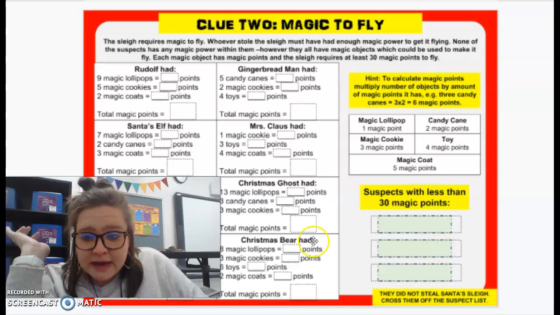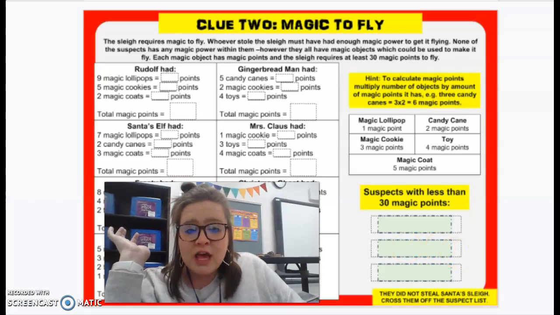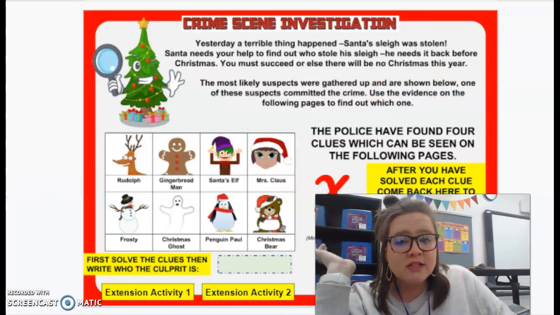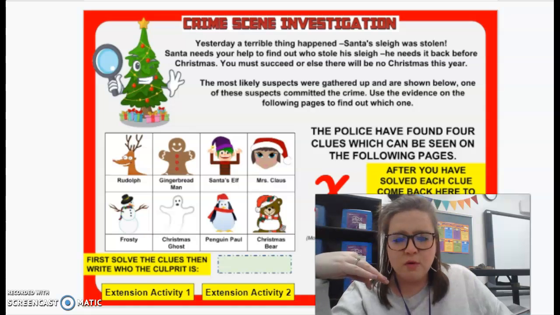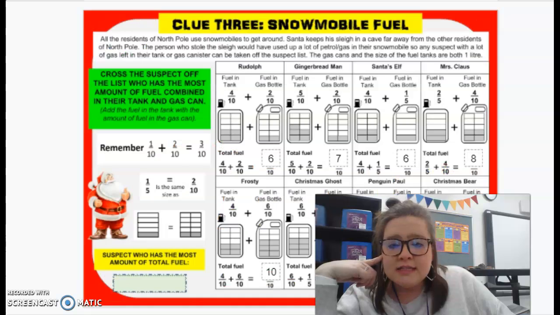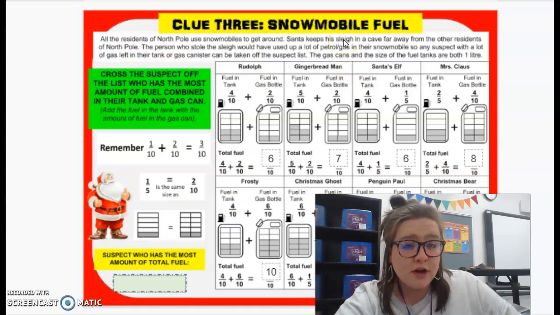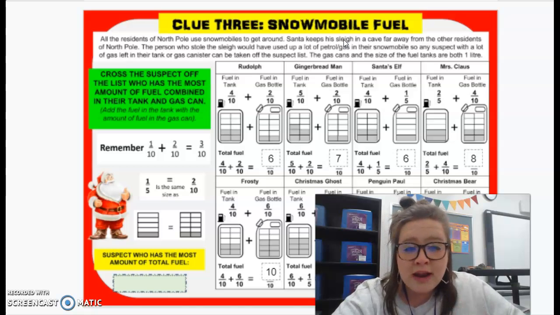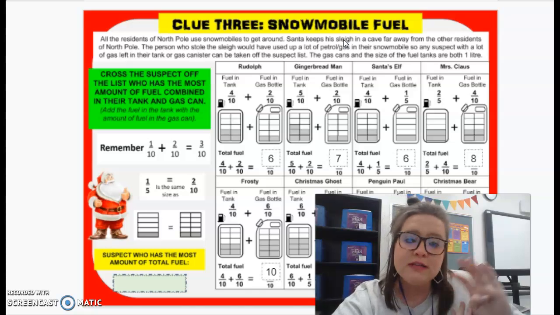These 3 suspects did not steal Santa's sleigh, so you would go back to this first slide, or to slide number 4, I'm sorry, and move an X over their name, okay? Clue number 3, I already did for you because we don't really know how to add fractions like this, and you won't learn this until 4th grade.